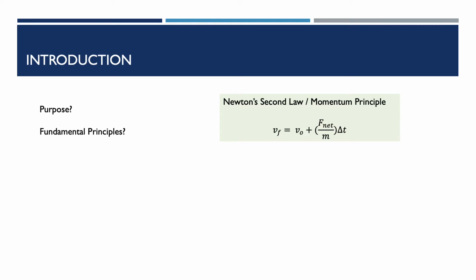Newton's second law states that the velocity of an object can be found using this equation. Newton's second law further implies that if the net force on an object is zero, its velocity is constant. This equation can then be used to update the position of the object over time.